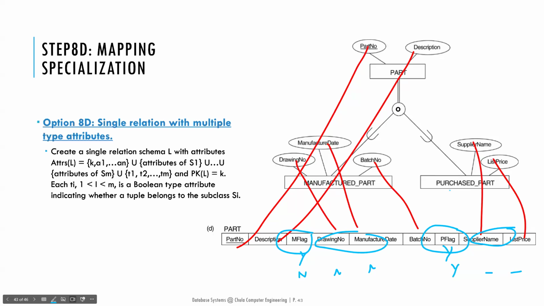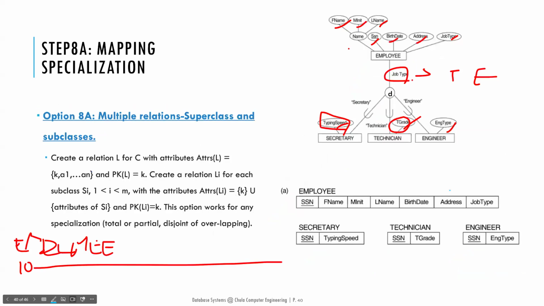All right. So these are the 4 ways to map the specialization and generalization. A, B, C, D. Let me recap it again. For A, what you do is you maintain all superclass and all subclasses. But for subclasses, you take the primary key from the superclass in it.